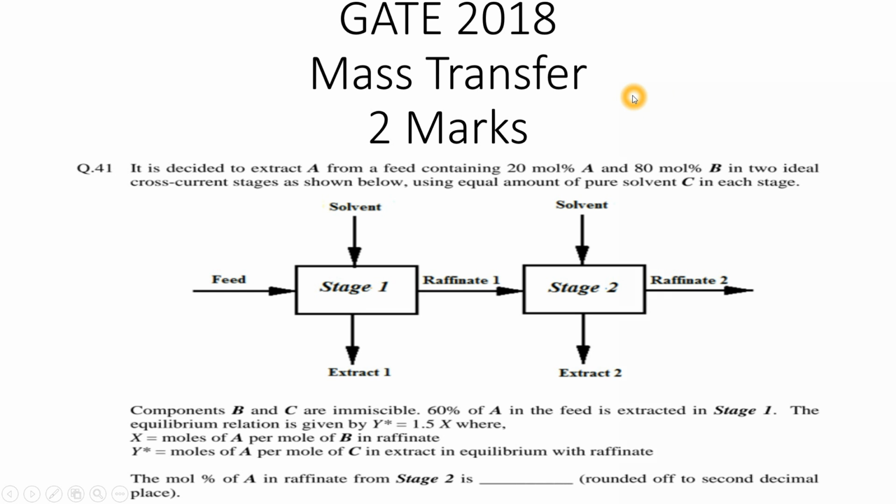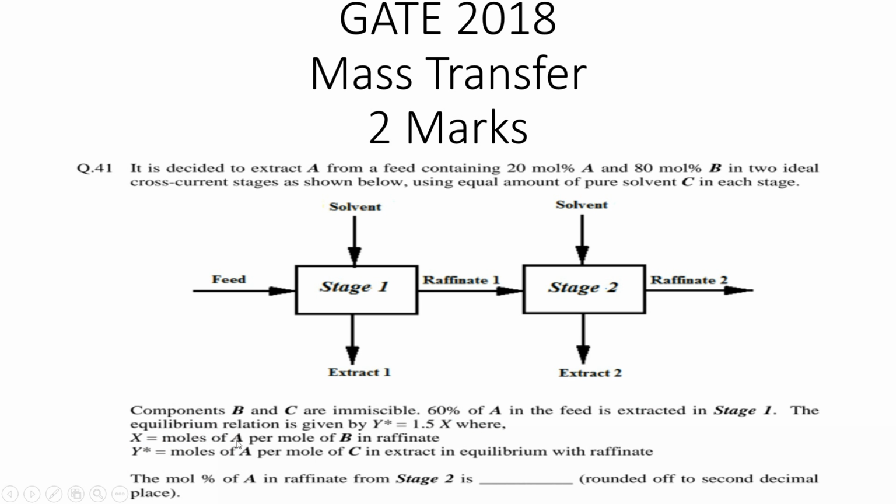Our next question is from GATE 2018 mass transfer for 2 marks. It is decided to extract A from feed containing 20 mole percent A, 80 mole percent B in two ideal cross current stages as shown below, using equal amount of pure solvent C in each stage. Component B and C are immiscible. 60% of A in the feed is extracted in stage 1. The equilibrium relation is given by this.